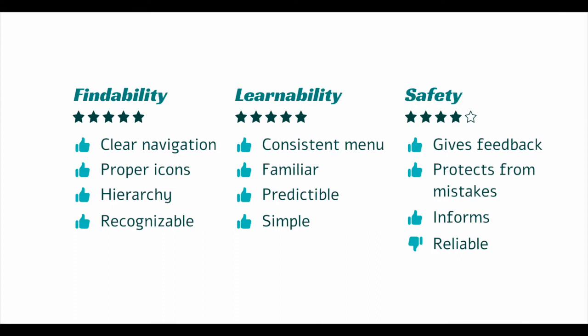To summarize, let's look at all three usability factors. Findability, 5 stars: clear navigation, proper icons, hierarchy, and recognizable. Learnability, 5 stars: consistent menu, familiar, predictable, and simple. Safety, 3.5 stars: gives feedback, protects from mistakes, informs, but unfortunately has a problem with reliability.